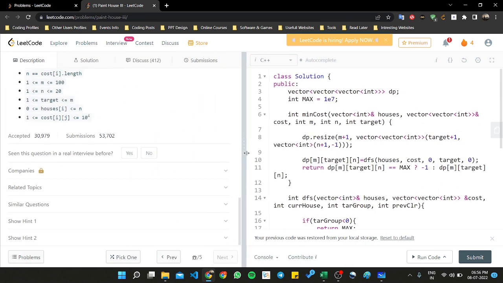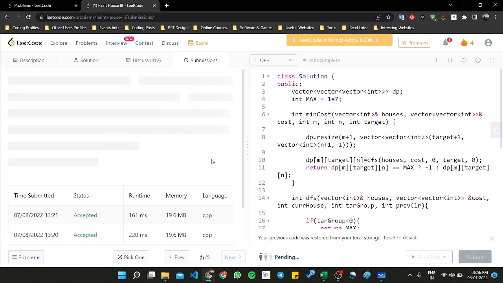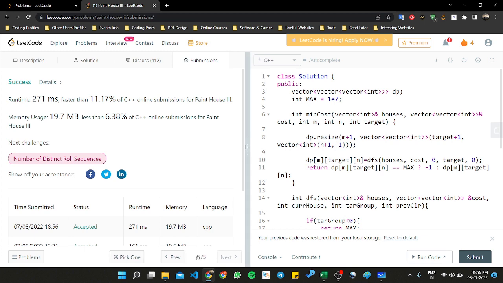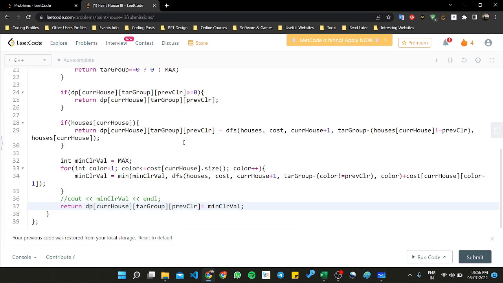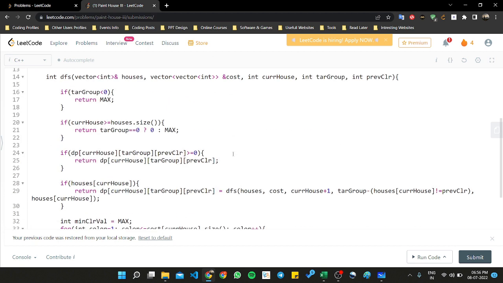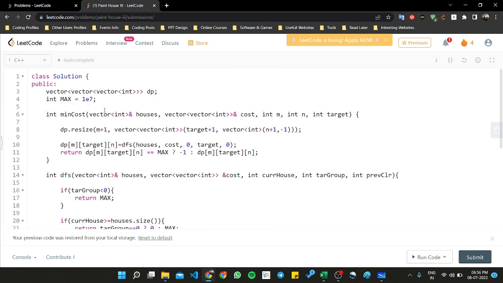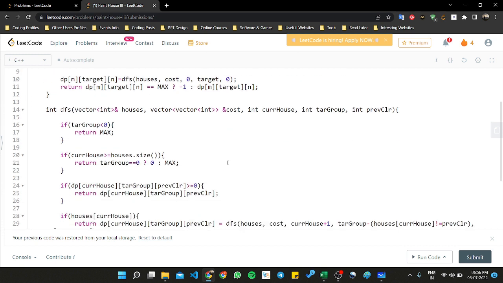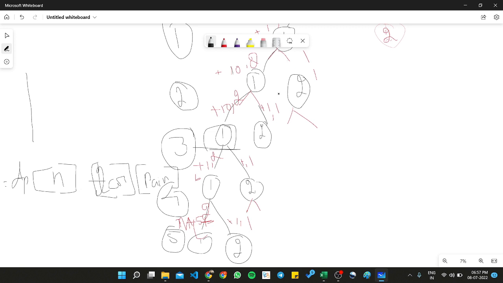Now I try to submit this problem. It is accepted. Now we want to know the time complexity and space complexity. We use a three-dimensional DP, so the space complexity is order of n times target times m, and the time complexity is also the same, because in the recursion we need to check every target value. In the worst case, the time complexity will be n times m times target.